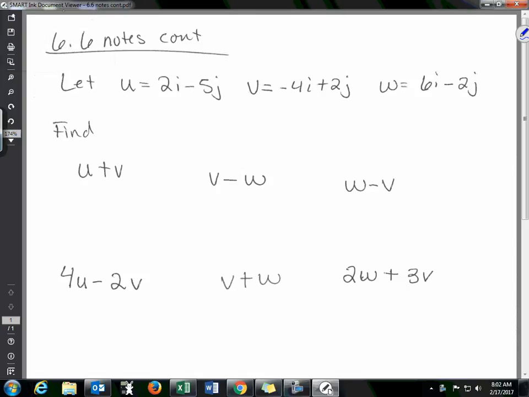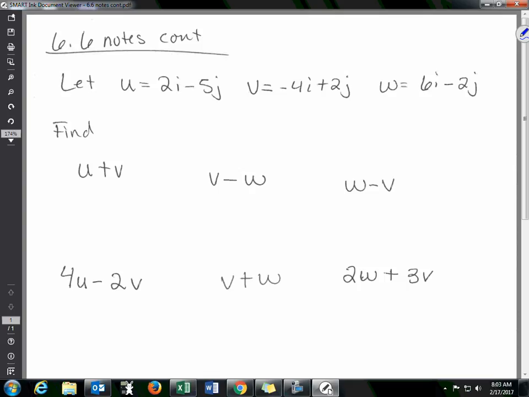Okay, so today we are continuing our look at vector addition. And like I said yesterday in the other video, this is all used in physics. I'm not a physics teacher, so I'm just teaching you the math behind what you would do in that class.